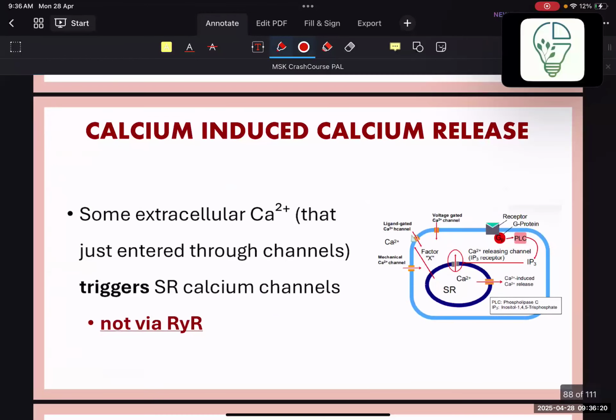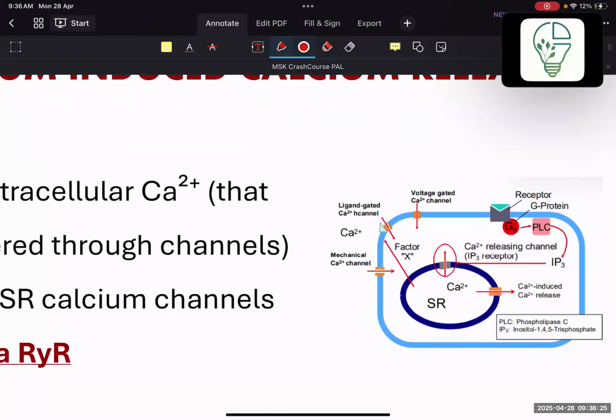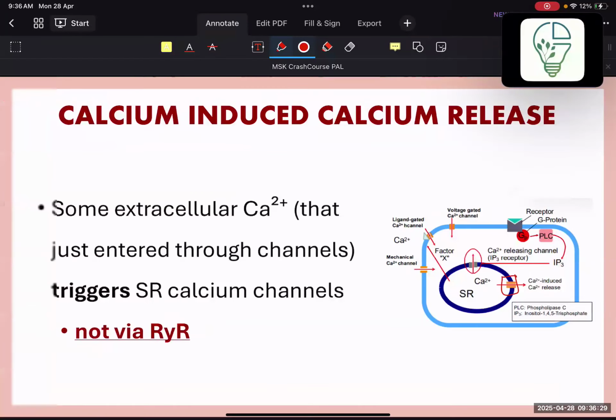Now, why is this different from the cardiac cell? Because number 1, there's no DHP. That's the number 1 difference. Number 2, the receptor over here is not ryanodine. It's not the ryanodine receptor. We don't have a ryanodine receptor. So we don't have DHP or ryanodine. We just have a calcium-induced channel.